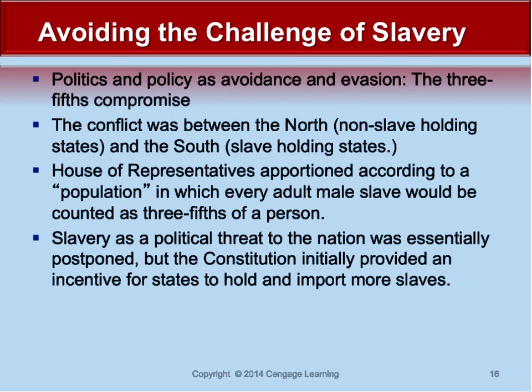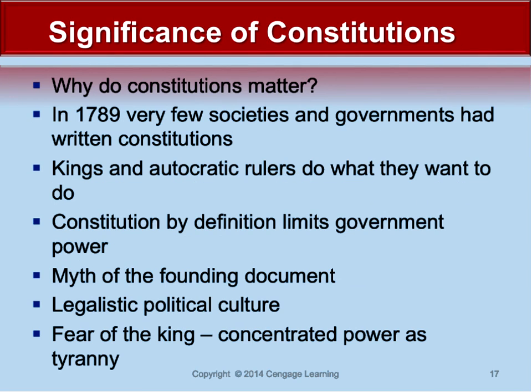So why did this happen? The answer is pretty simple. That is, the slave states would not agree to support the new Constitution unless a provision was made that would allow them additional representation for adult male slaves. And so that is another key, if very uncomfortable for us today, political compromise in the formation and ratification of the new Constitution.